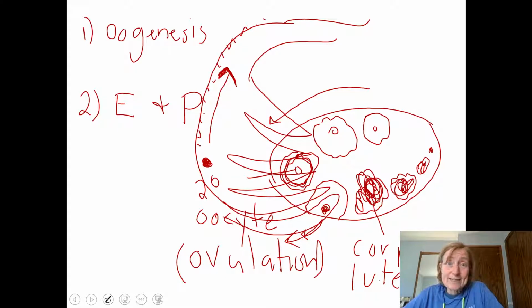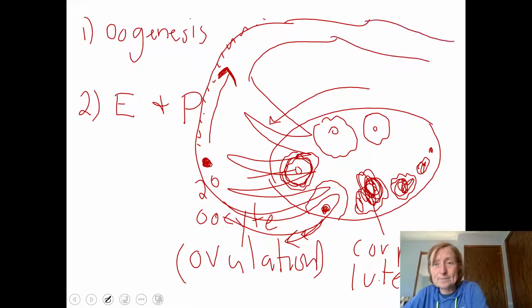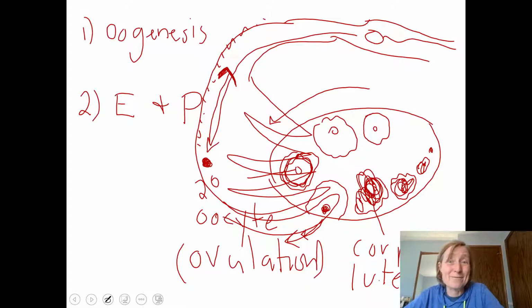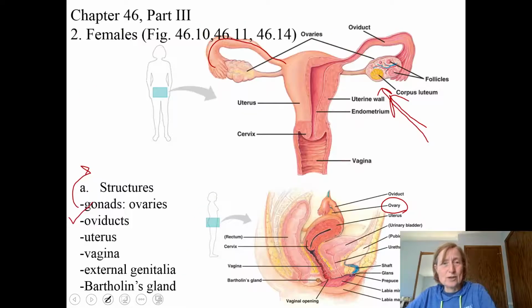Usually, if an egg is going to be fertilized, it's here in the oviduct that it happens. So a sperm comes along and travels through the oviduct. It arrives at the secondary oocyte and fertilizes it right here in the oviduct. So fertilization typically happens in the oviduct.